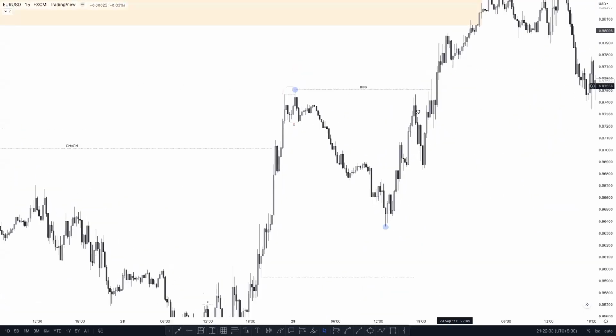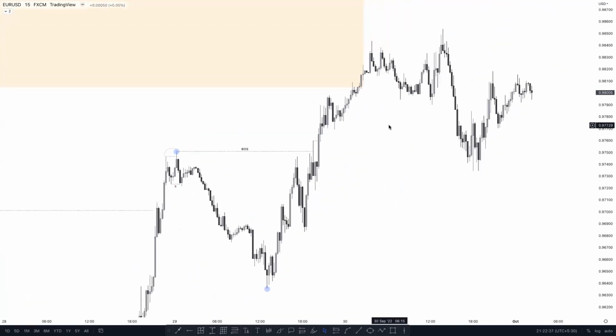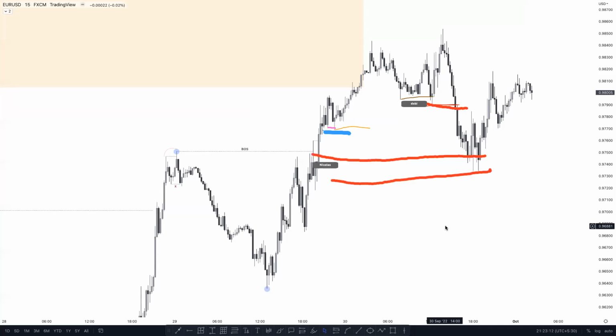So what happened here? Market broke the structure and pushed higher. So in this case, you can see where our inducement is after the break of structure, here. Where is our inducement and why?